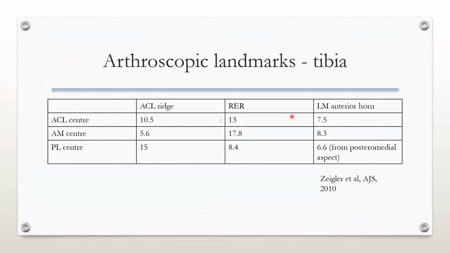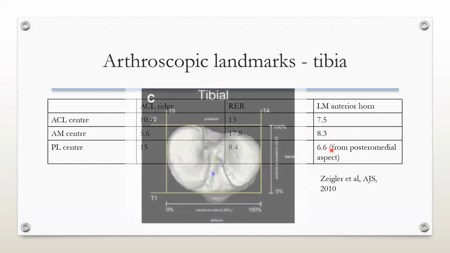In the same study by Ziegler et al., they described the locations of the AM bundle and PL bundle centers with respect to the above-mentioned landmarks. As we can see, the AM bundle is much closer to the ACL ridge, and the PL center is much more posterior to it. From the retroeminence ridge, naturally the PL bundle is much closer to it, and the AM bundle is much more anterior to it. Similarly, from the anterior horn, the AM bundle is a little more medial compared to the ACL center, and the PL bundle is a little more lateral compared to the ACL center, measured from the posteromedial aspect of the anterior horn of the lateral meniscus.